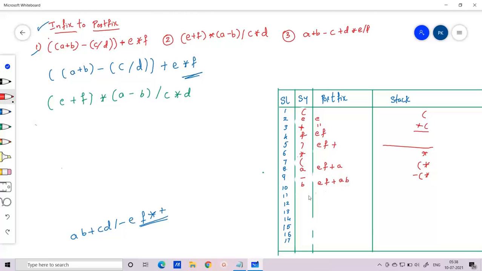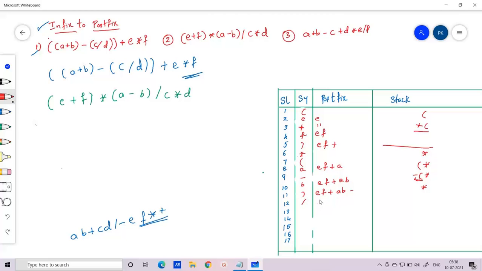And again you have a closing bracket. Once I get the closing bracket, before the opening bracket I have which operator? Minus. This has to be removed. So we get E F plus A B minus. Next, we are going to remove these two from the stack, so the remaining will be only the multiplication symbol. Okay, so next we have division.